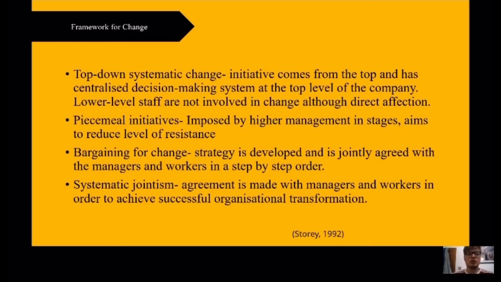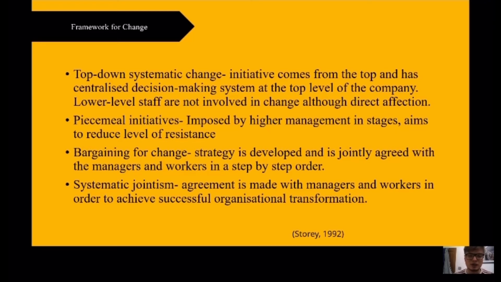And then we've got the top-down systematic change, which is an initiative that comes from the top and has a centralized decision-making system at the top level of the company. Lower level staff are not involved in change in any way, even though they're the ones that get affected by it. Changes are imposed by higher management stages, and they aim to reduce levels of resistance.